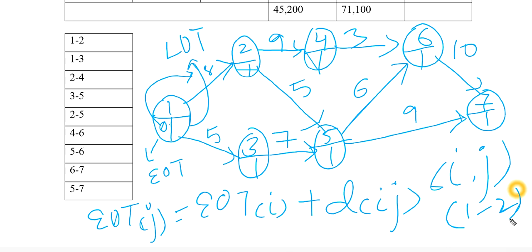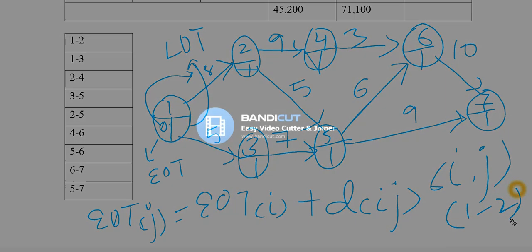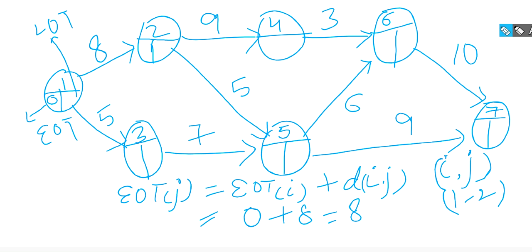So 0 plus 8 is 8. I'm going to write it here. Then 0 plus 5, 5 here. I'm applying the same formula, this one. This 8 plus 9 is 17. Now, to reach 5, I have two ways.